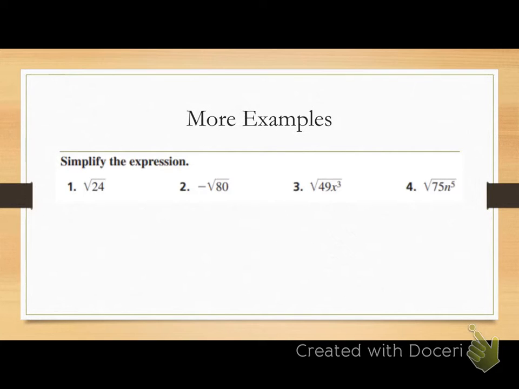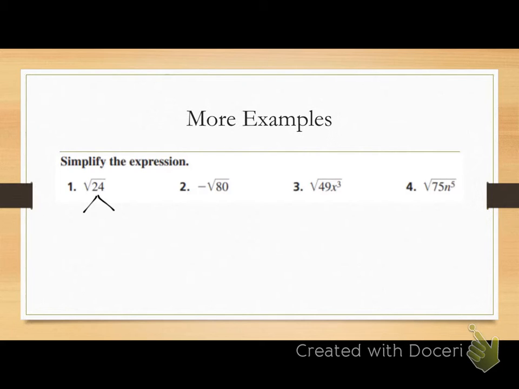So, on these examples, I'm just going to use the factor tree method, and then I'll talk you through the product property after we look at the factor tree. That way we still get both methods. Okay, square root of 24.